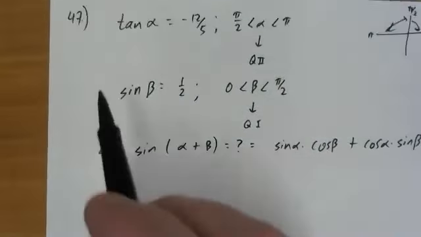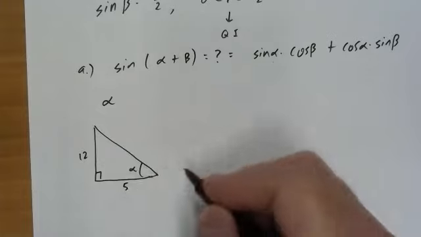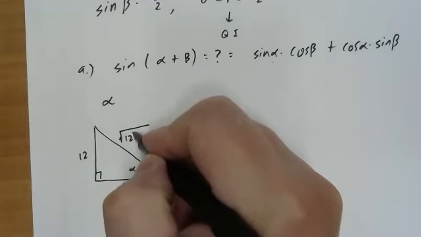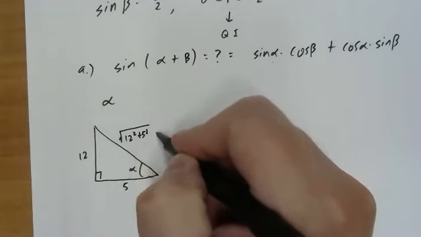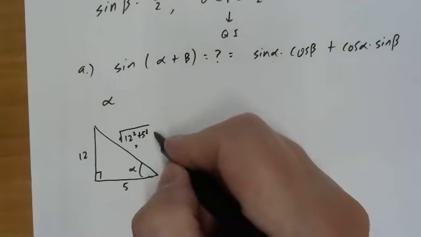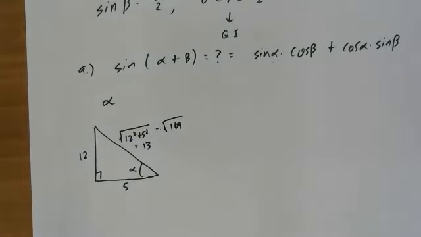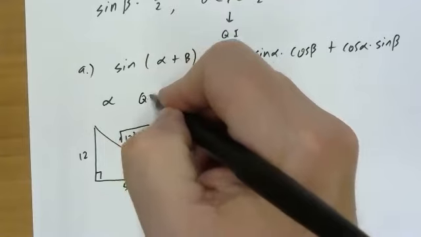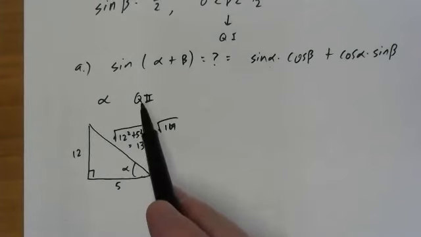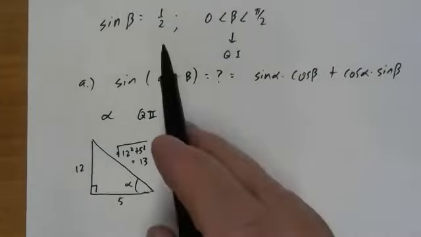Tangent is TOA, right? Opposite over adjacent. So the opposite must be 12, the adjacent is 5. So the hypotenuse is 12 squared plus 5 squared. 144 plus 25 is 169. Square root of 169 is 13. Hypotenuse is 13. Now I'm going to write here to remind myself it's in quadrant 2. So when I go get trig functions for alpha, this will help remind me whether it's a positive or negative number.